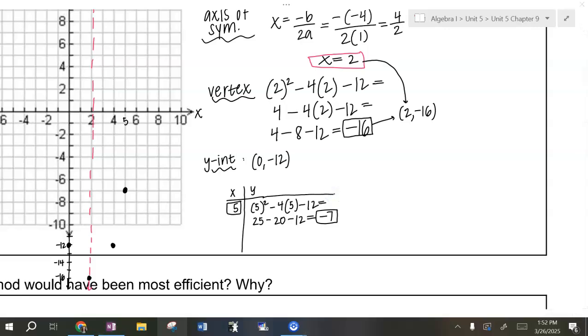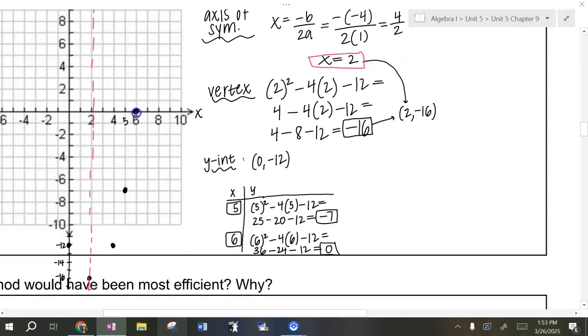So that didn't hit the x-axis yet either. Now go over one more value. Let's go to an x value of 6. When you plug in 6 into the equation, you get 36 minus 24 minus 12, which is equal to 0. So an x value of 6 gives you a y value of 0.